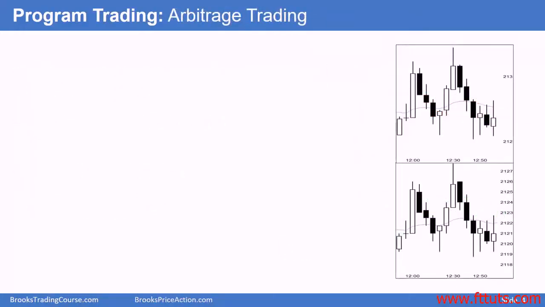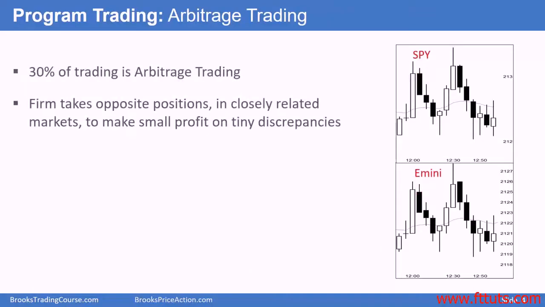Here are two charts. I want you to take a look at them, and you'll see they're very similar. One is the SPDR, the SPY, which is an ETF, an exchange-traded fund, created to mimic the price of the S&P 500, and so is the E-mini. The E-mini also tracks the S&P 500, so these two charts are very closely related.